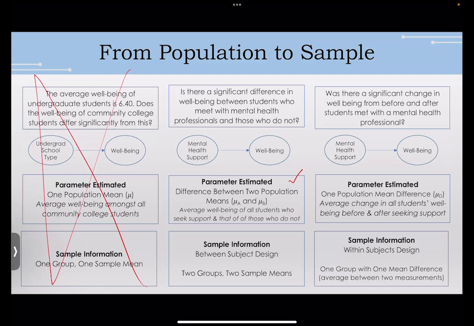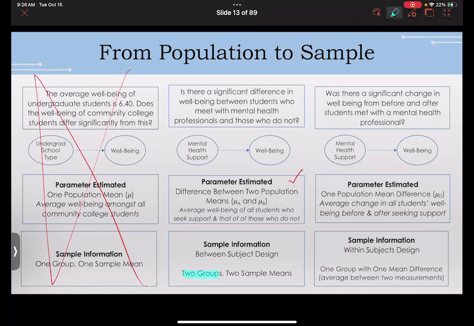And our sample is going to have two groups and two different sample means. Notice we aren't even at the test yet. If we're interested in mean difference in the population, so if I give people this intervention, how will it change them? Then we're talking about a within subject design, and we have one group with one mean difference.